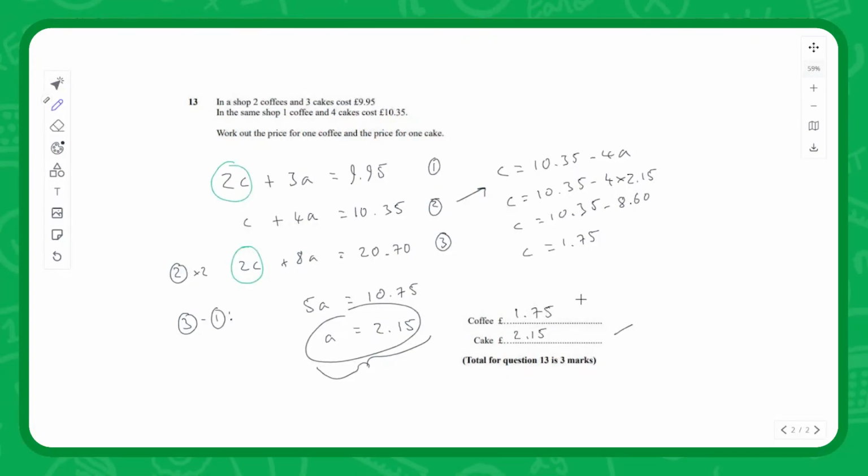And that's our answer. So that's how we can take information from text and put it into simultaneous equations, and then use those to solve for our unknowns. And that is simultaneous equations.